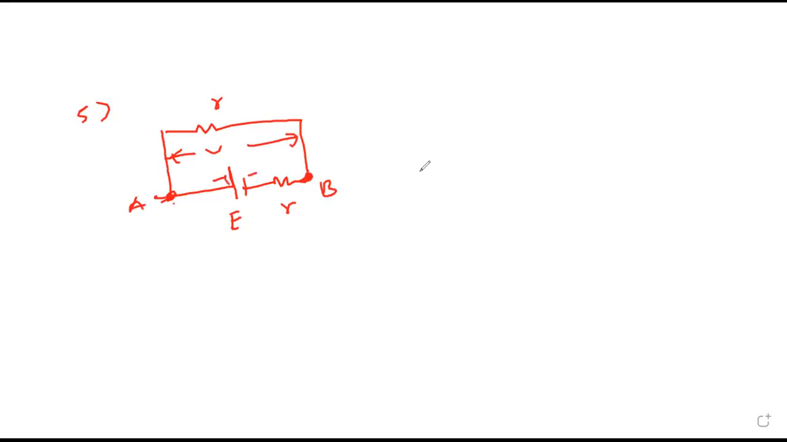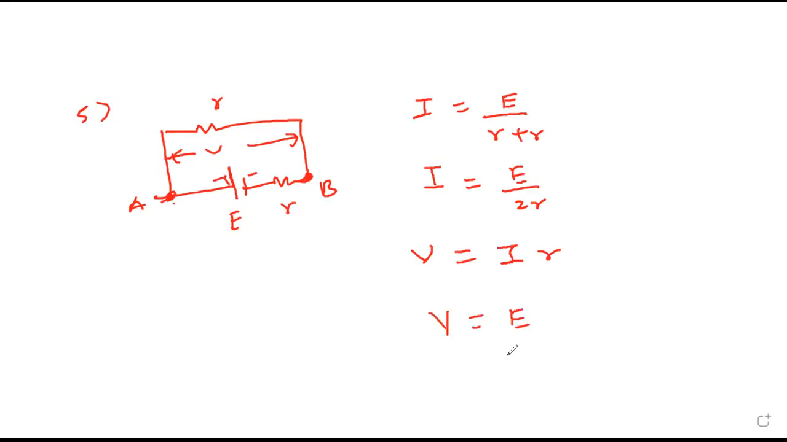To get the voltage, I require the current. Current I is total voltage upon total resistance, r in series. So E upon 2r is the current. Now voltage V is Ir, E upon 2r into r, r cancels, V equals E upon 2. That is option C.